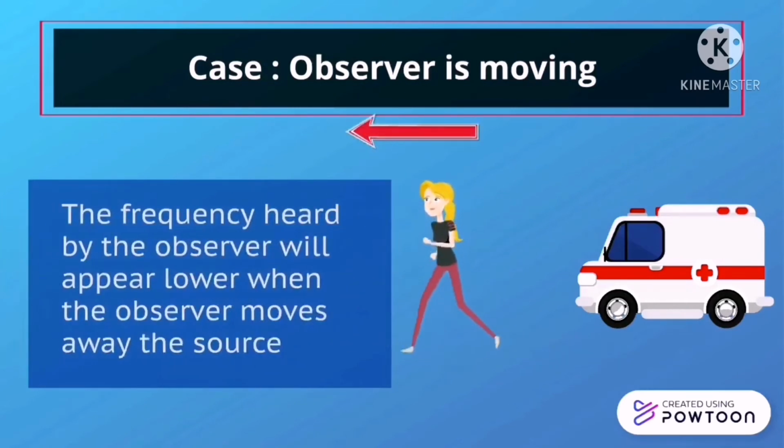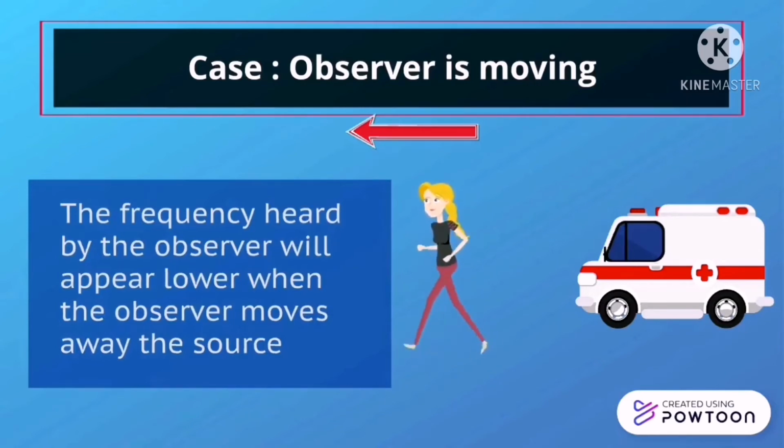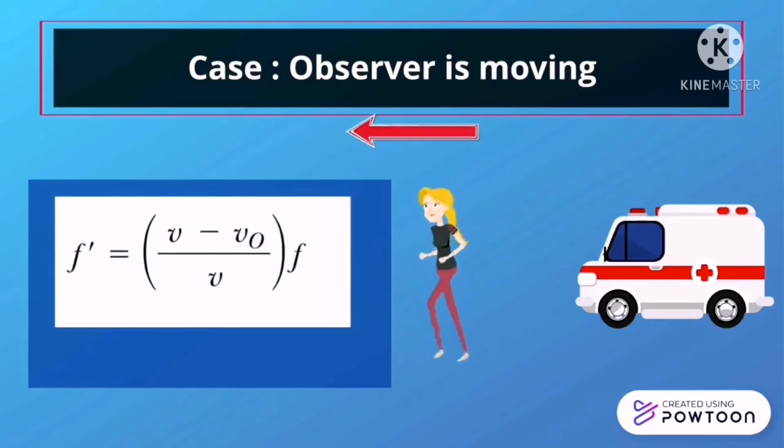Next example is when the person is moving away from the source of frequency, which is the siren of the ambulance. The frequency heard by the observer will appear lower when the observer moves away from the source of frequency.